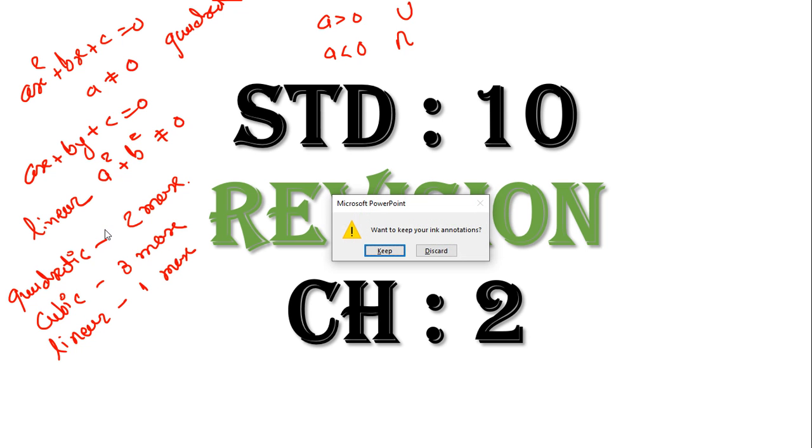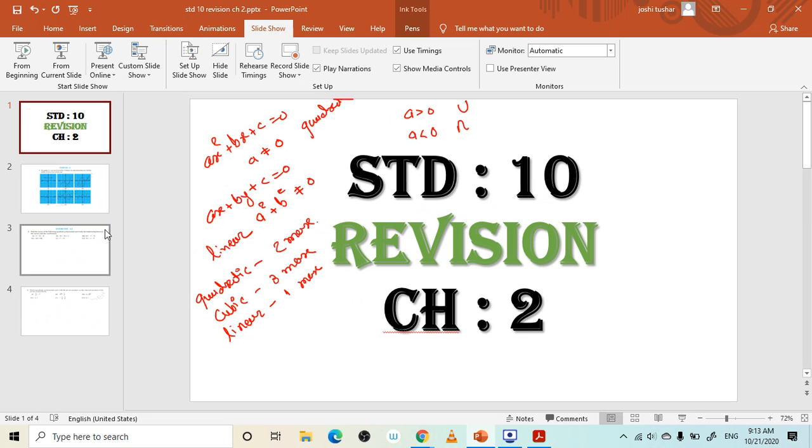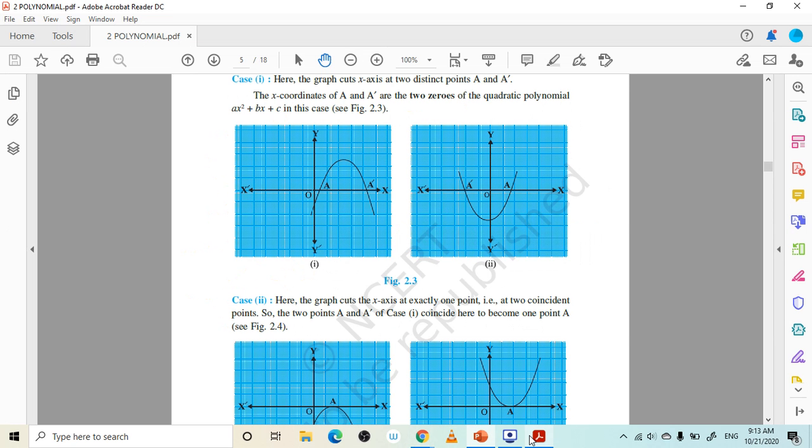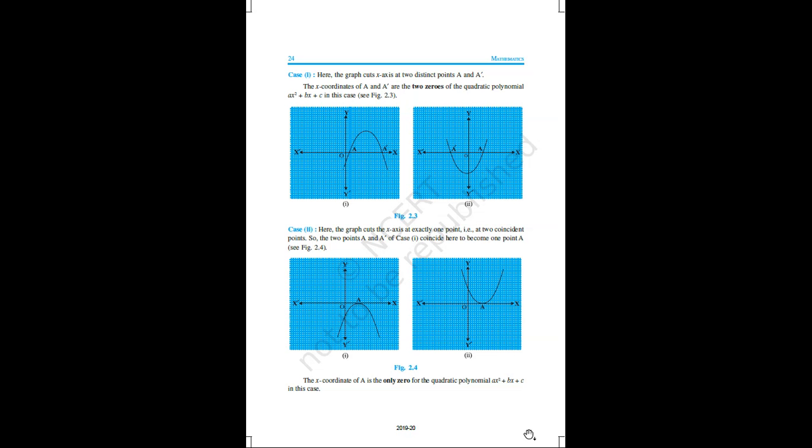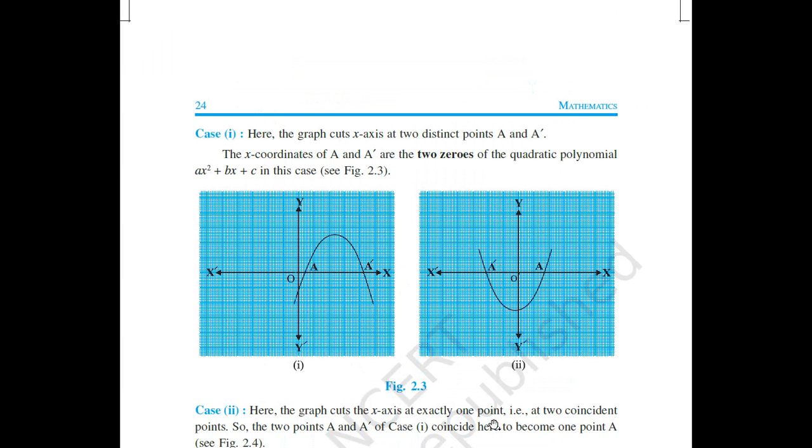So all this that I have written here, either capture a snapshot, otherwise you have to write it down in your book. Now again let us go back. Here, as you can see, two kinds of graph you can get.